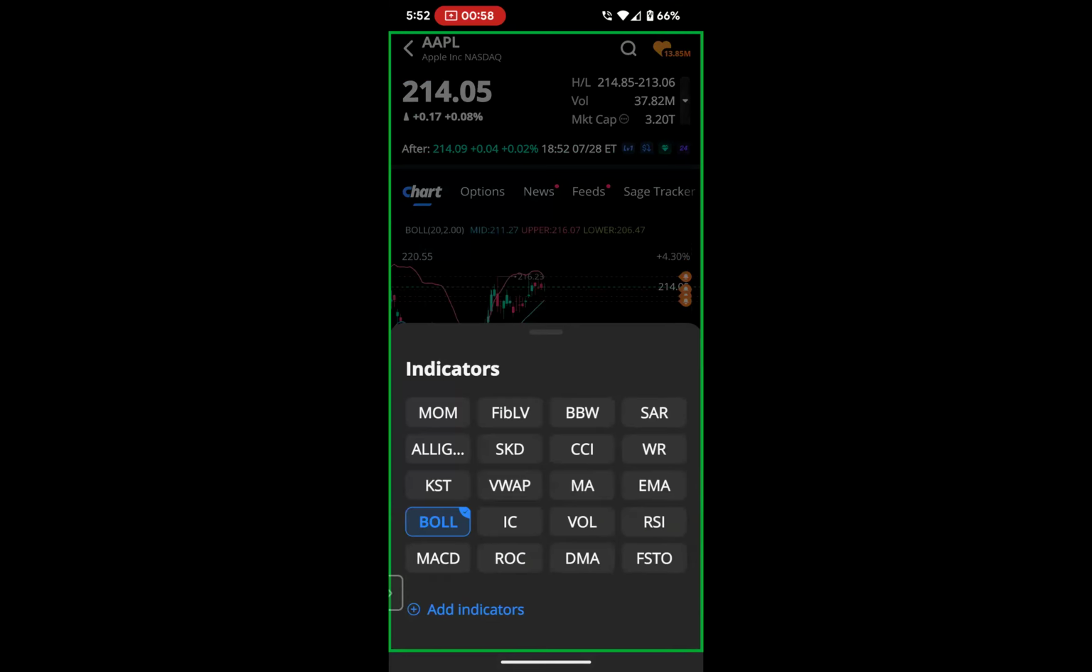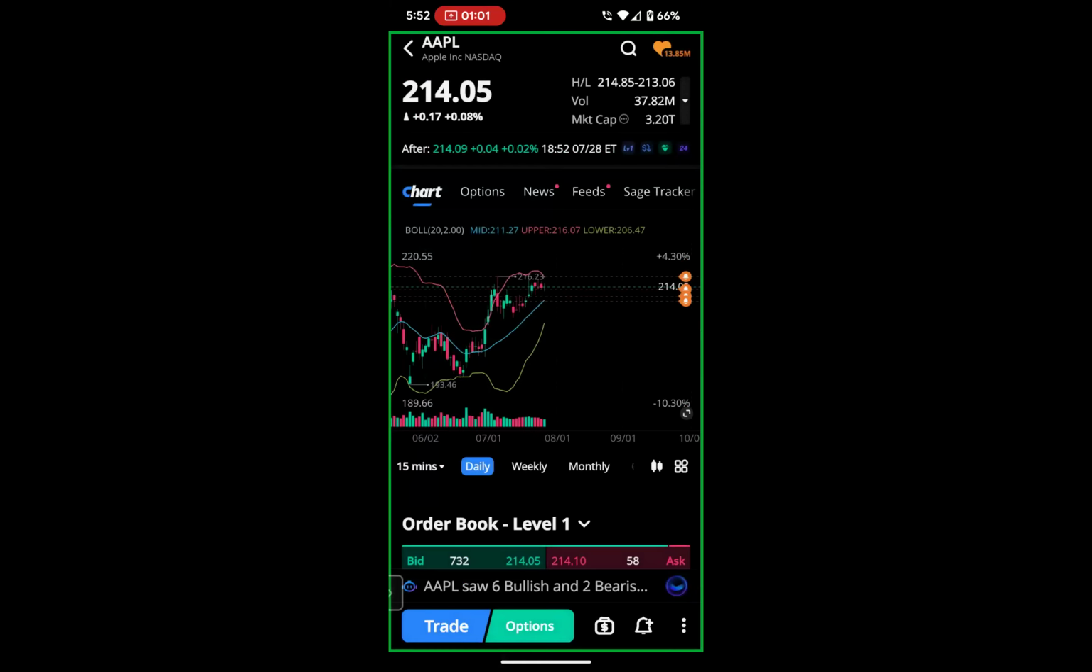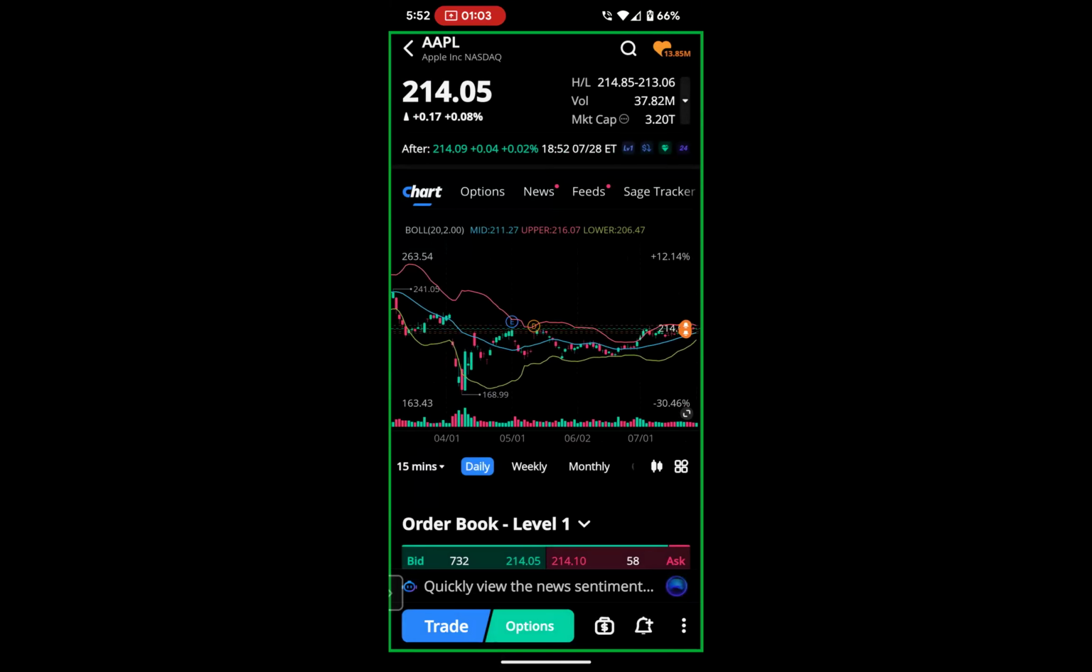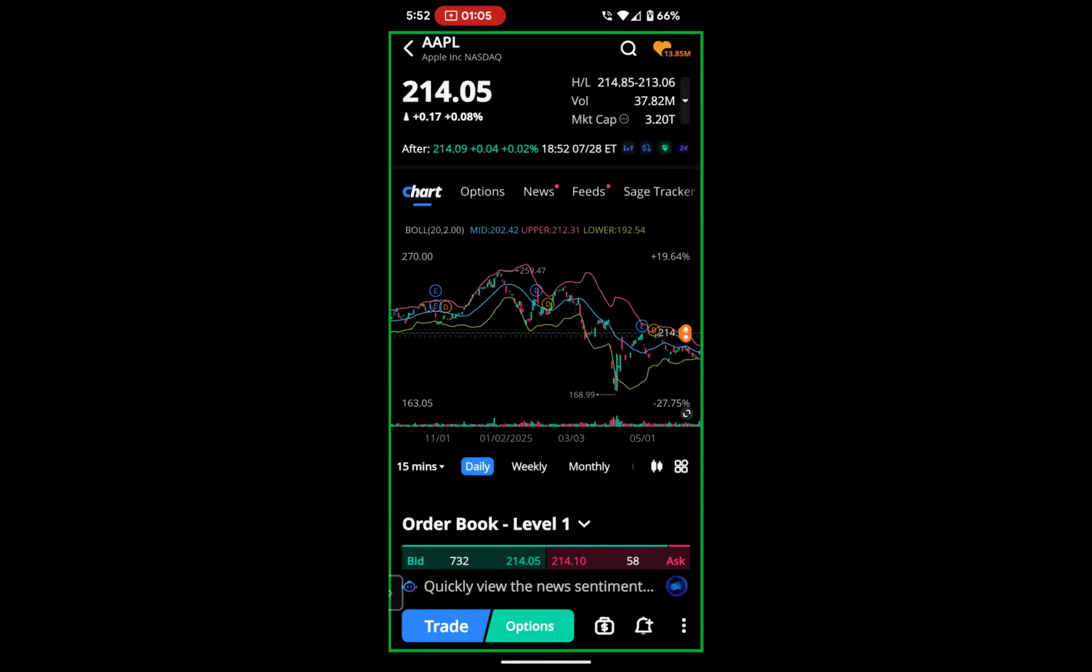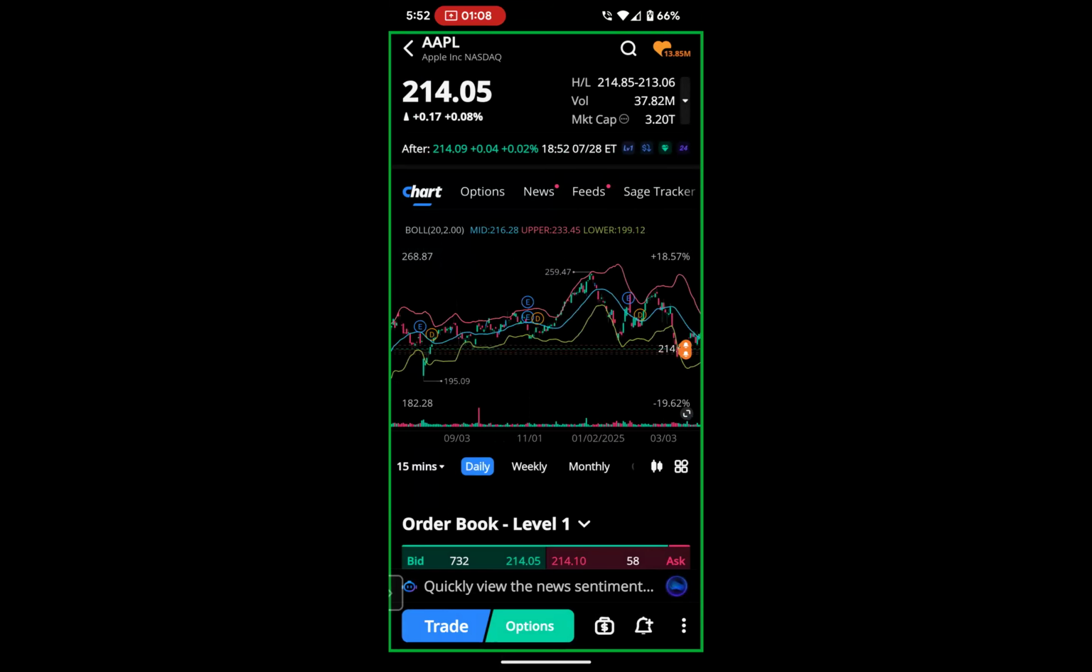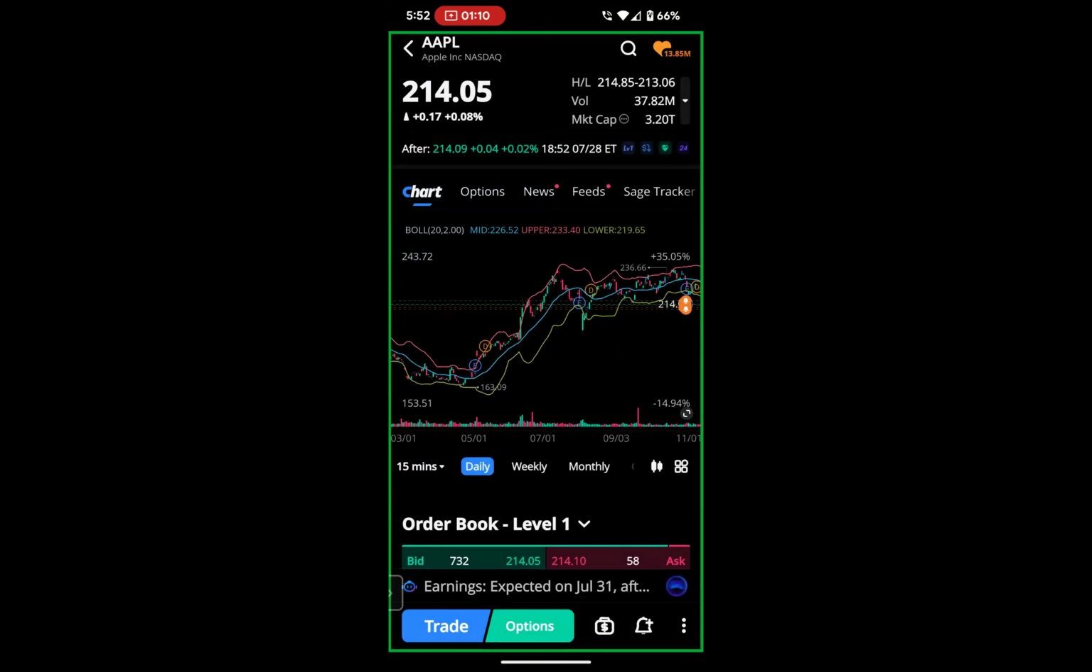So we talked about the Bollinger Bands, and as you can see, looking at the daily chart, the stock normally stays within the Bollinger Bands.